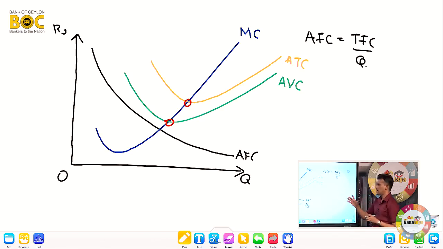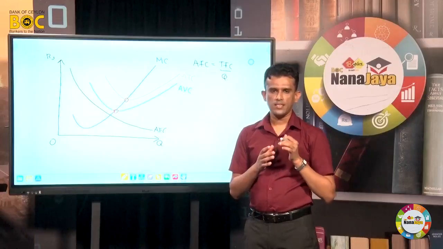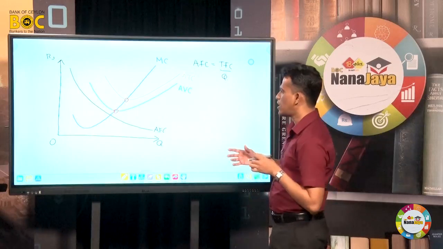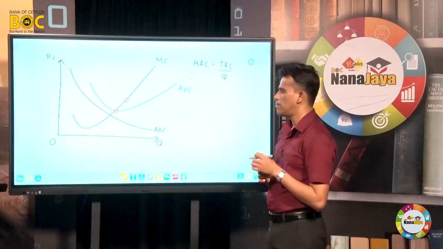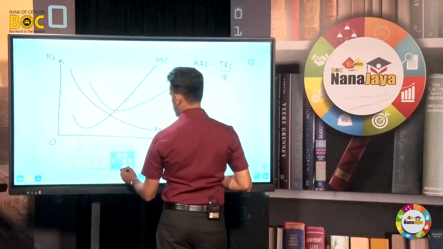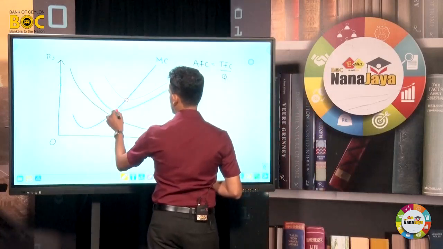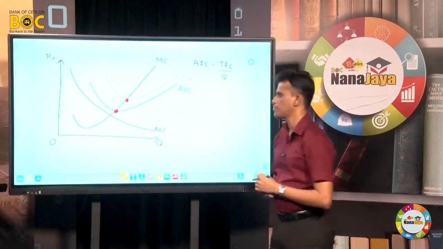But according to this diagram, we can see that there is no minimum point of average fixed cost. Why is it? The average fixed cost is continuously going down. As the average fixed cost is continuously going down, we will not be able to identify a minimum point of average fixed cost. But the marginal cost curve is always passing through the minimum points of the average variable cost curve and the average total cost curve.